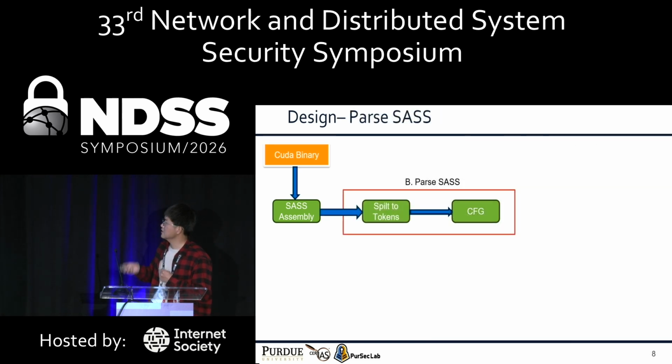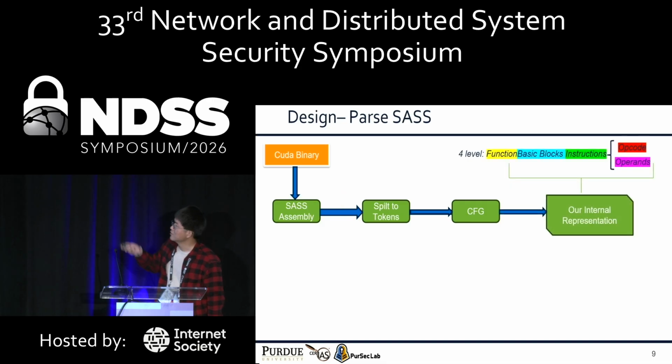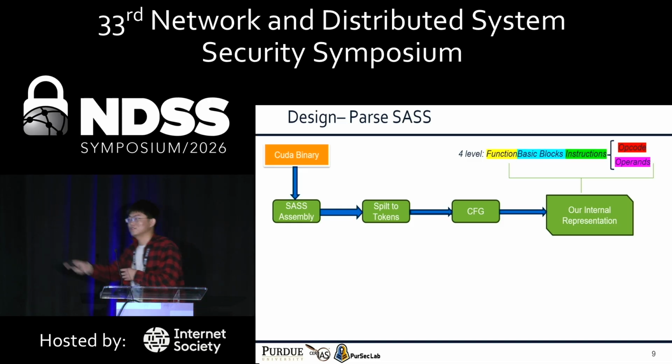And second step, we parse the SASS extracted. Firstly, split them to tokens, and then we can find all the instructions related to branches. Then we can build a control flow graph, and then put it to our internal representation. We have 4 levels: function, basic blocks, instructions, and each instruction has 1 opcode and several operands. So this is not IR, it's the code structure in our program.